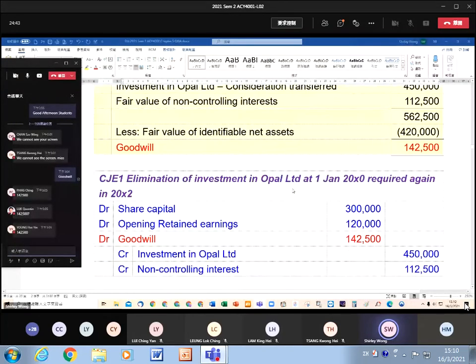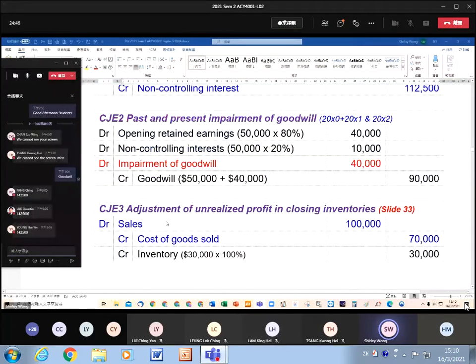Therefore, CJE number 3 will be debit sales, the selling price, credit inventory, the unsold percentage times the unrealized profit. And then the cost of goods sold will be the remaining figure. But in this case, 100% has not yet been sold, therefore the sales is the full amount and the cost of goods sold is given in the questions. So this is according to what we have learned in slide 33, and this adjustment is called adjustment of unrealized profit during the year and also unrealized profit in the inventory.